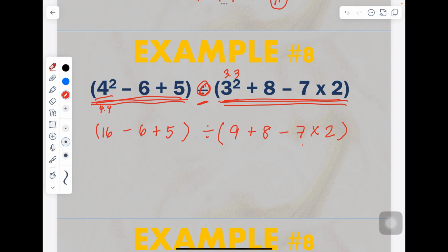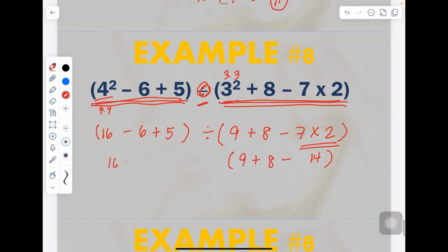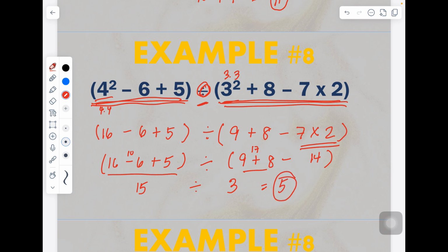In here, we can do multiplication. So that's 14, 9 plus 8. And then in here, we may copy 16 minus 6 plus 5. So we can do the operations here. 16 minus 6 is 10, plus 5, 15. I forgot this one. Divided by. So 9 plus 8, 17, minus 14, 3. 15 divided by 3, 5. And that's your answer for that example.